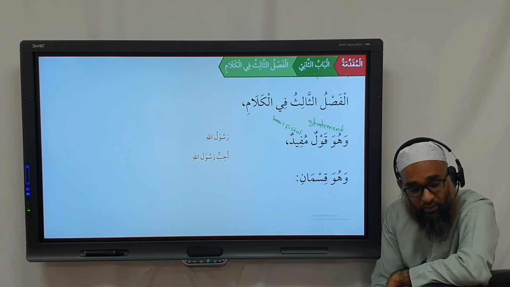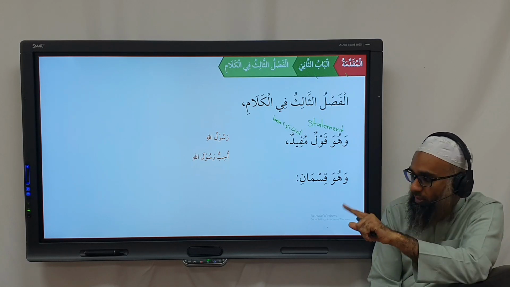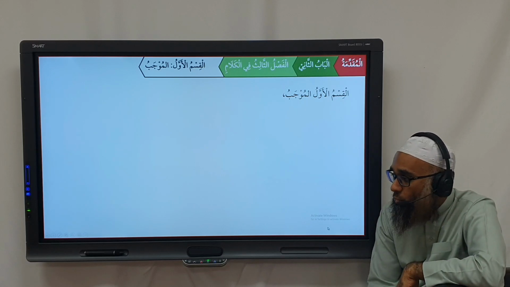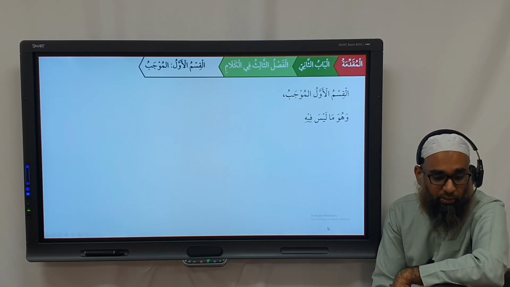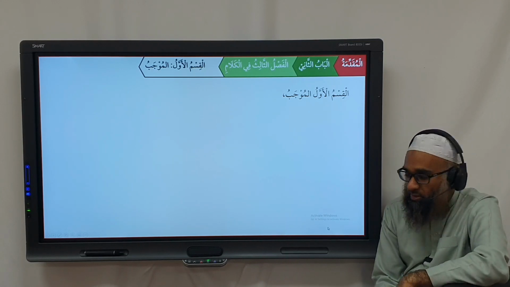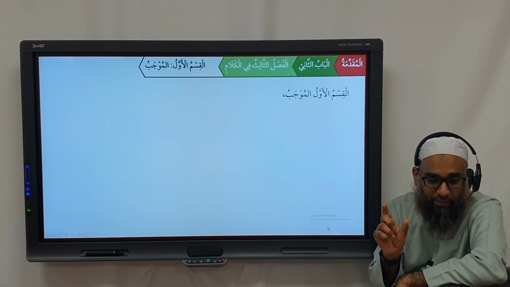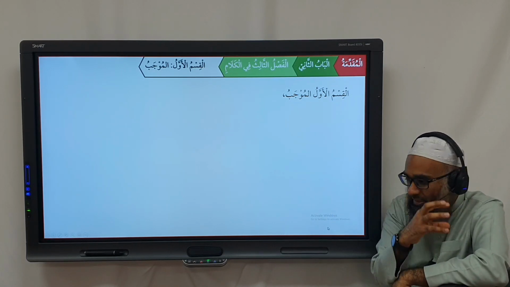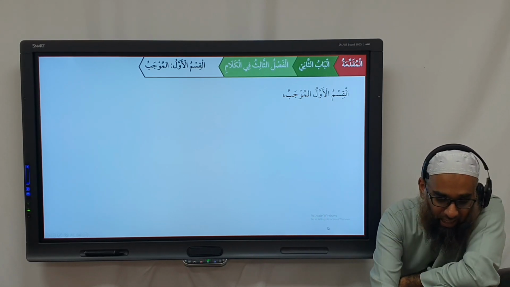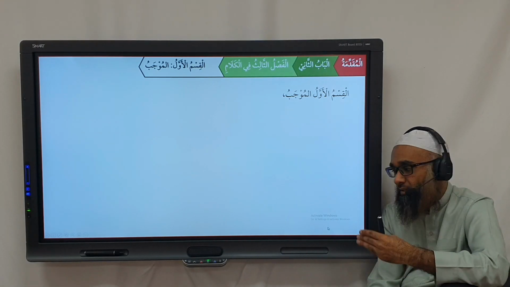وَهُوَ قِسْمًا. This is also of two categories. Al-Qism al-Awwal al-Mujab. What's the first word we're going to learn here? Mujabun. So we have Kalam, and Kalam means something that is complete. Qawlun mufidun, a complete sentence. When you say the sentence, you finish. It's complete. Now this Kalam can either be Mujab or Ghayr Mujab. The opposite of Mujab is Ghayr Mujab.